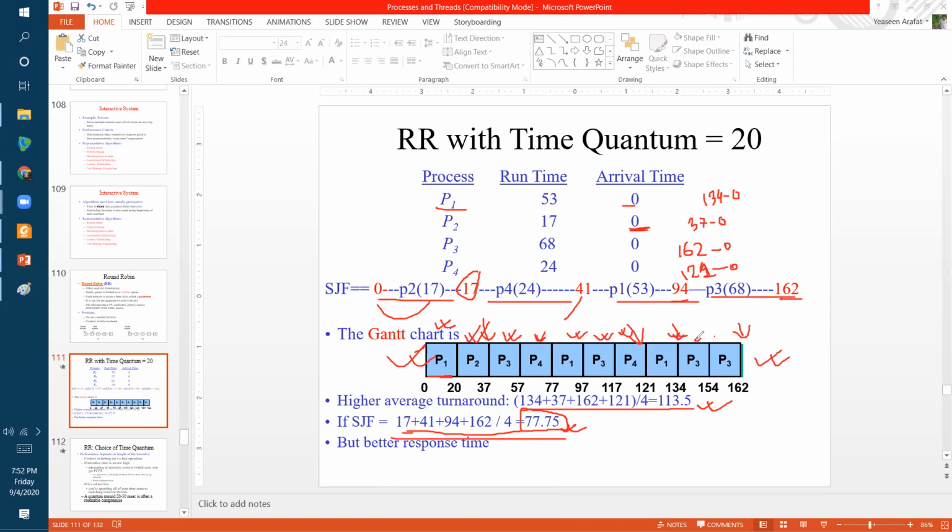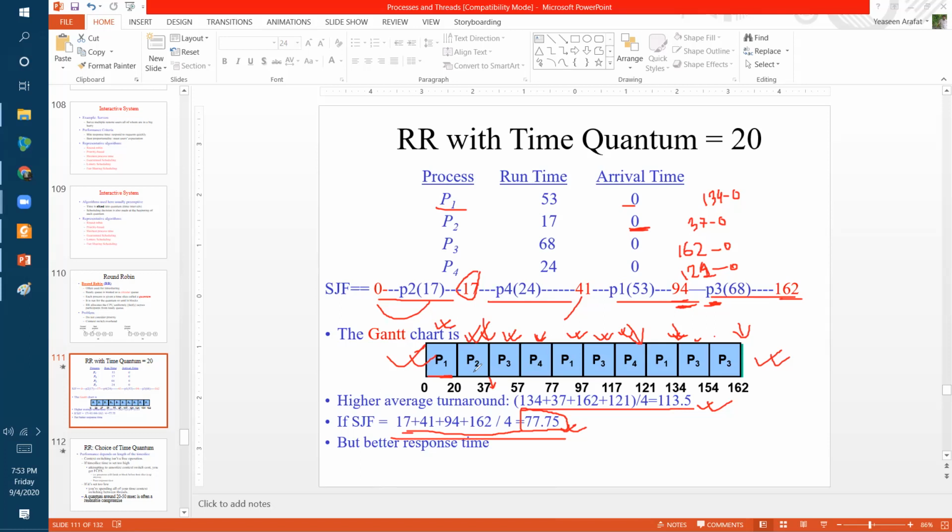But here in SJF, P3 starts its job at the 94th second, while in the round robin algorithm P3 starts its job at only the 37th second. So that is a huge difference. P3 gets the CPU quickly in round robin. That means a better response from the scheduler or server. That's the goal.